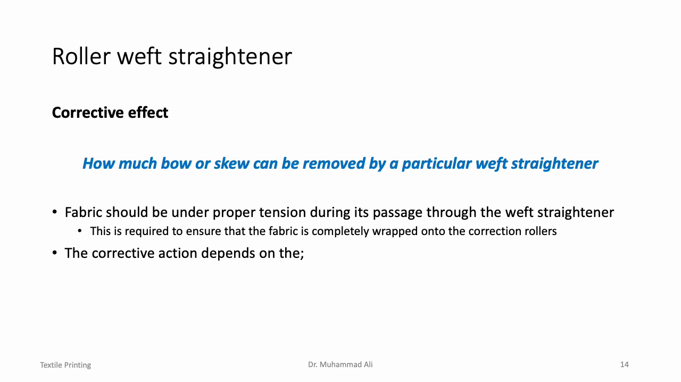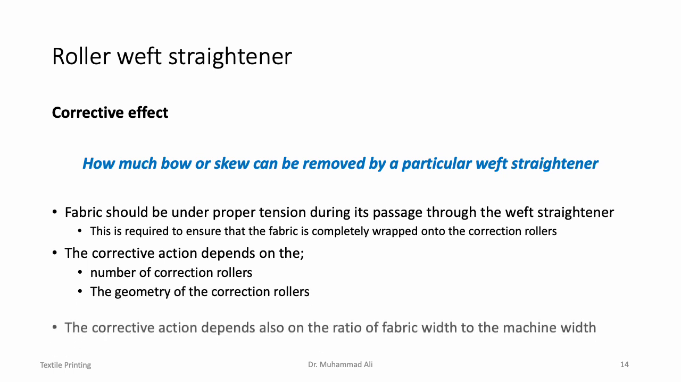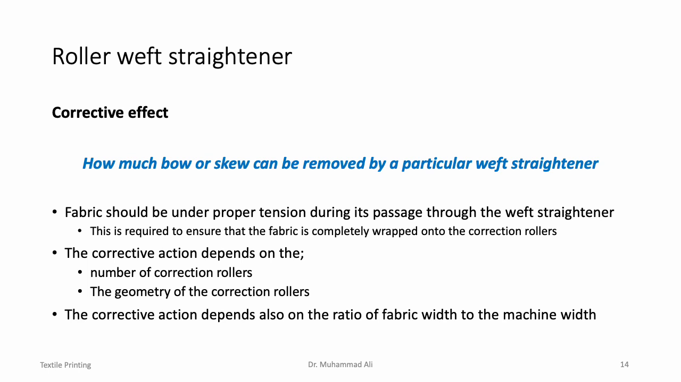In addition, the corrective action of a roller weft straightener depends on the number of correction rollers, that is, how many bow or skew rollers are present in the weft straightener, the geometry of these correction rollers, and interestingly, the corrective effect also depends on the width of the fabric that is being processed.